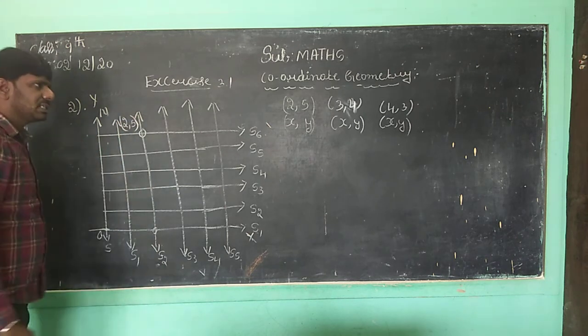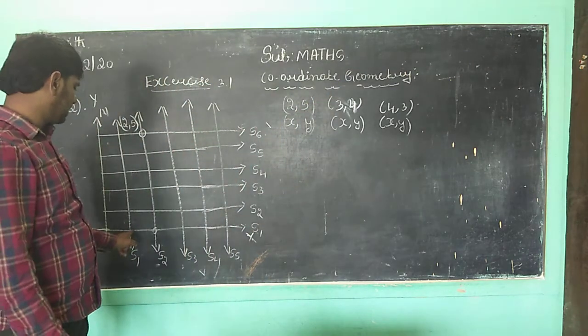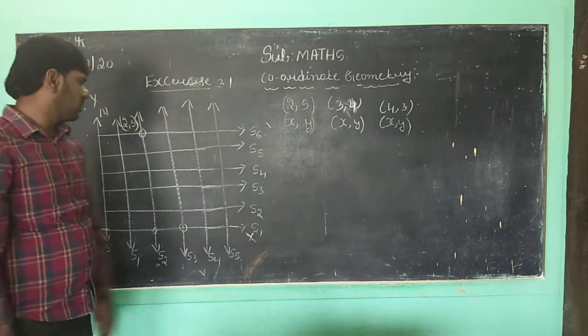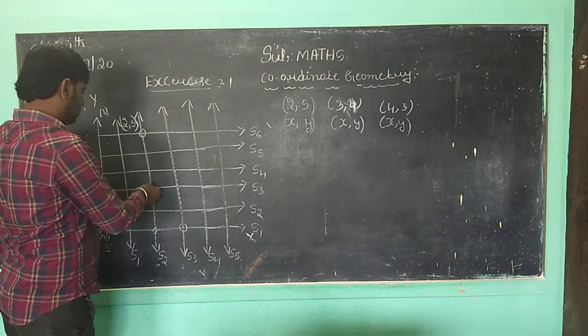Correct, children? Children, next the coordinates is 3, comma 4. X axis is 3. This is 1, 2, 3. This is 3. And y axis is 4. 1, 2, 3, 4. Correct, children? 1, 2, 3, 4, 5.